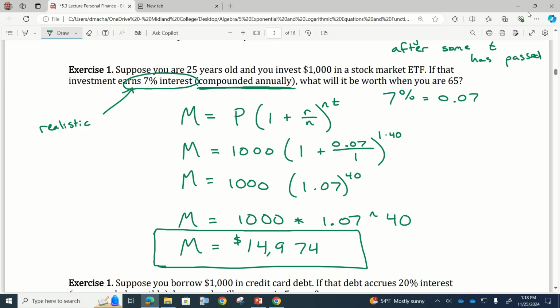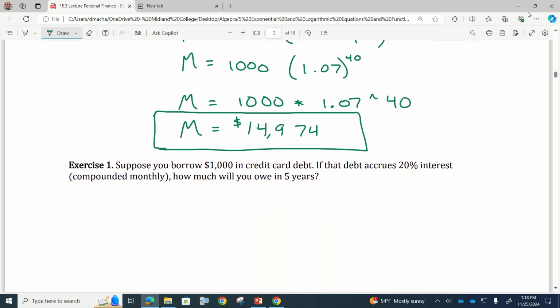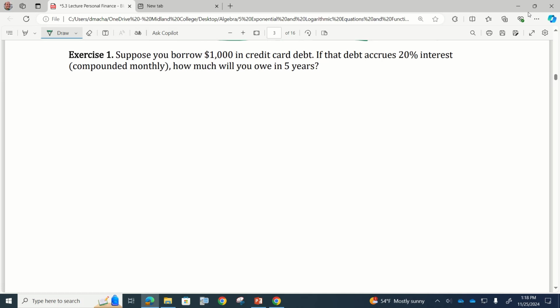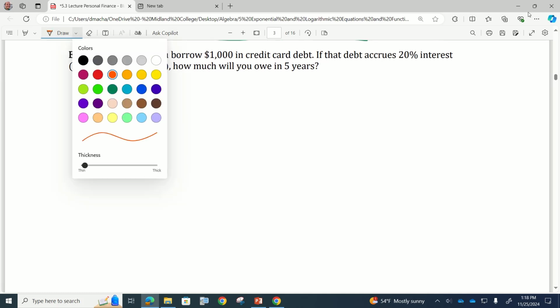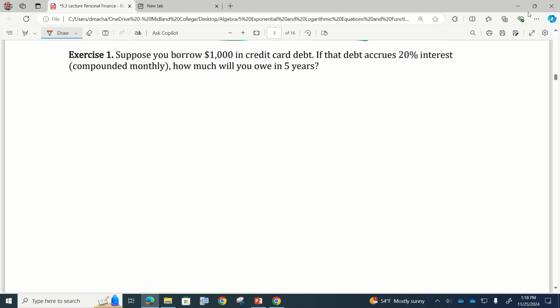We'll talk more about interest rates here in a minute. But let's do another problem, another example. Suppose you borrow $1,000 in credit card debt. If that debt accrues 20% interest compounded monthly, how much will you owe in 5 years?